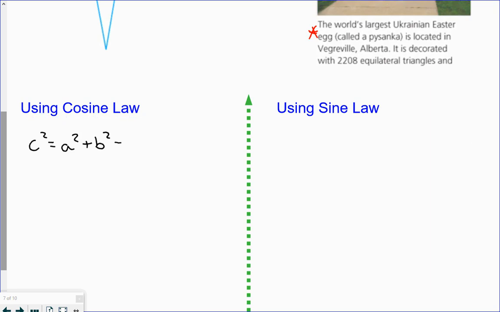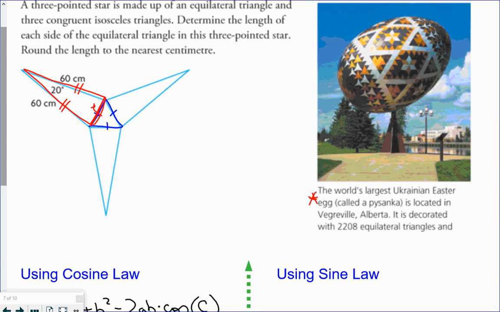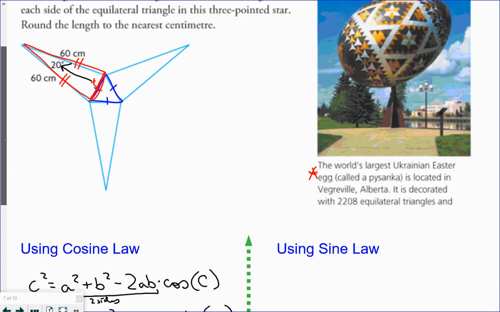Again, you don't have to write out the formula. For me, it's just a habit that I've always had. I called it x. Remember, your two sides go here. So we've got 60 squared plus 60 squared minus 2 times 60 times cos. And remember, this is the pair, that's the match. What was the angle that matched the side that I'm looking for? 20 degrees.